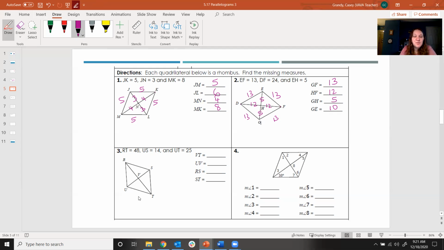All right, I'd like you to try number 3. Put the given information in your picture. Use what you know about parallelograms and what we just learned about rhombuses and see if you can figure out our 4 missing sides. Try that now.